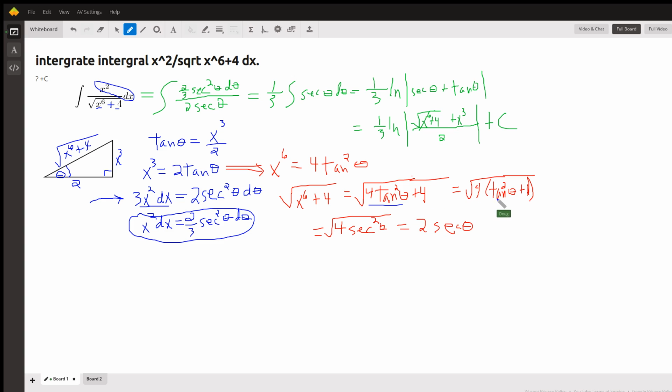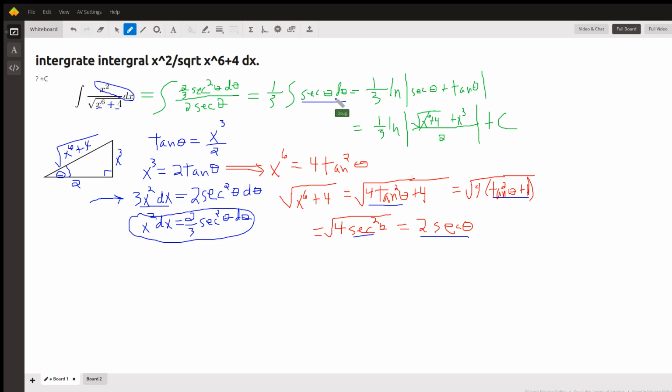Factor out a 4. Replace tangent squared plus 1 with secant squared. The square root of 4 secant squared is 2 secant theta. And now we're ready to do the trigonometric substitution. The x squared dx we have seen is this 2/3 secant squared theta d theta. And the square root symbol can be replaced with 2 secant theta. This 2/3 over 2 reduces to 1/3, which I'll move out front. Secant squared over secant is secant.